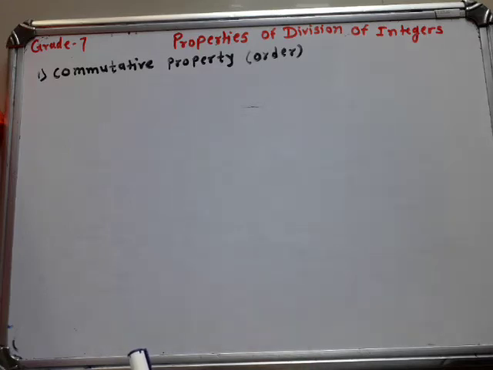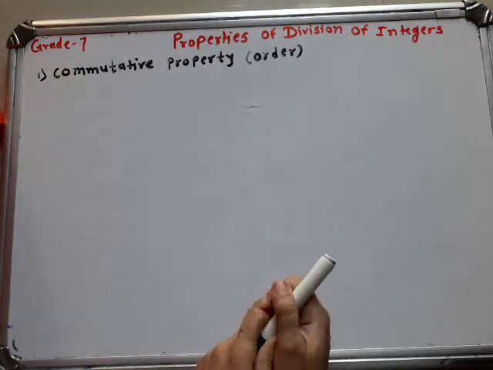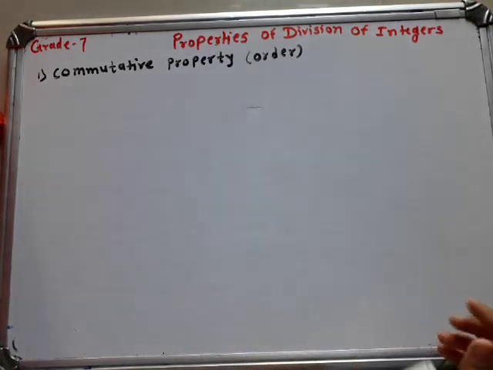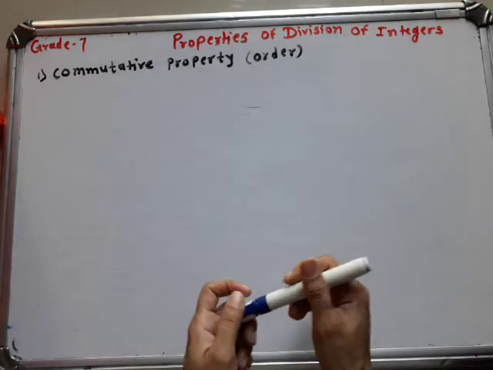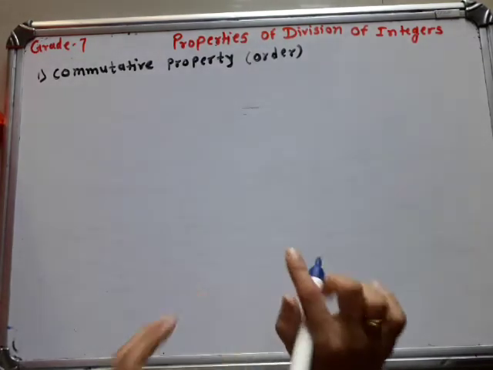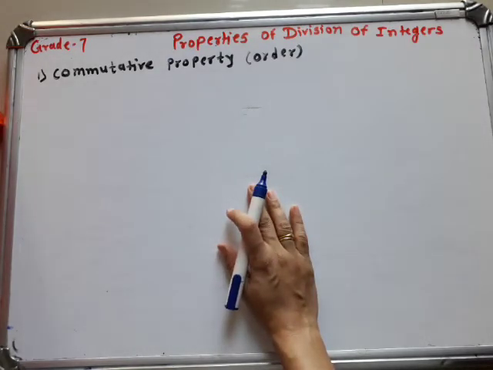Now we see the properties of division of integers. The first property is the commutative property. Commutative property means order property: if you change the order of the numbers, you get the same answer. Now we check this property for division of integers.